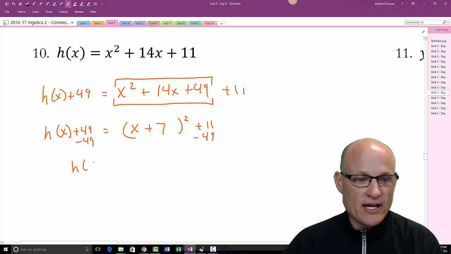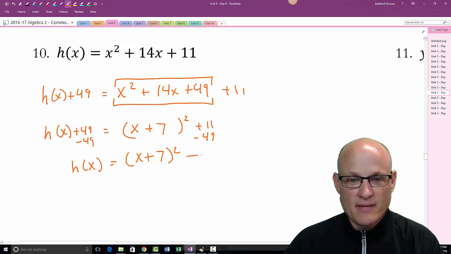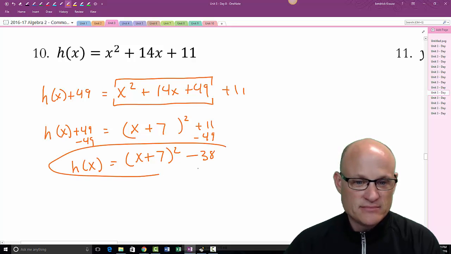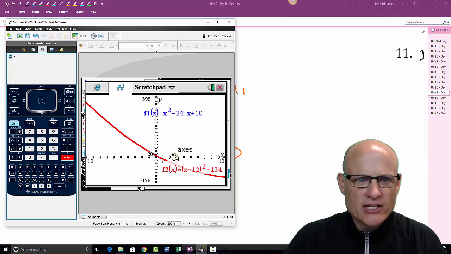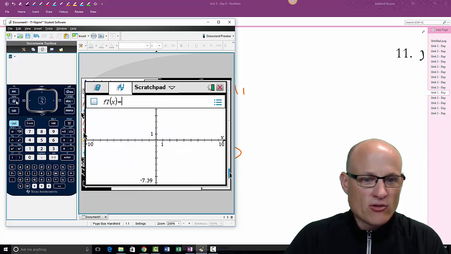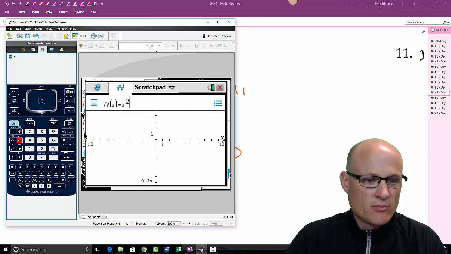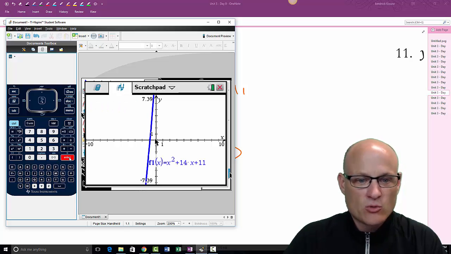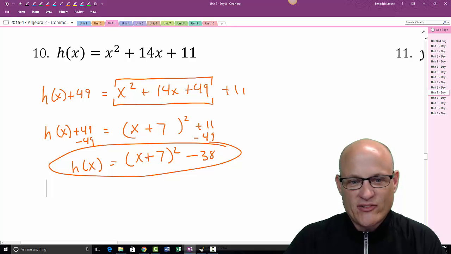And we get h of x equals (x plus 7) squared minus, what is that, minus 38? Not sure if I did that math right. Let's check it. We'll Doc B this sucker. Doc B, get off my screen. Go back to graph mode. And the original was x squared plus 14x plus 11. Awkward graph. By the way, it's going to be down here. I know my vertex. If my vertex is right, it's negative 7, negative 38.